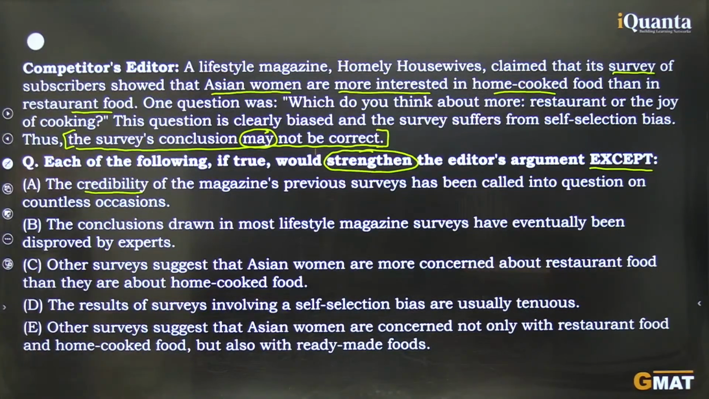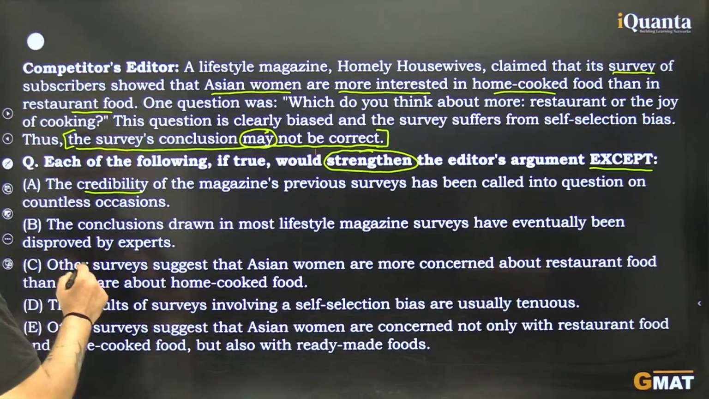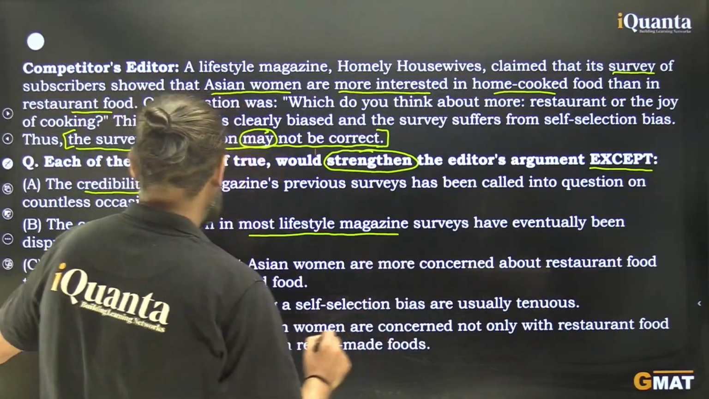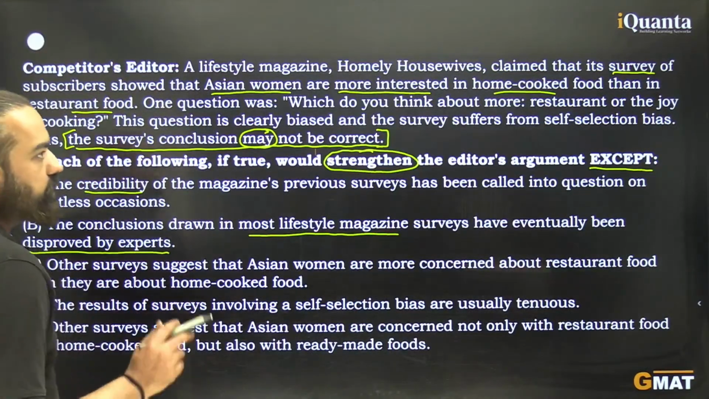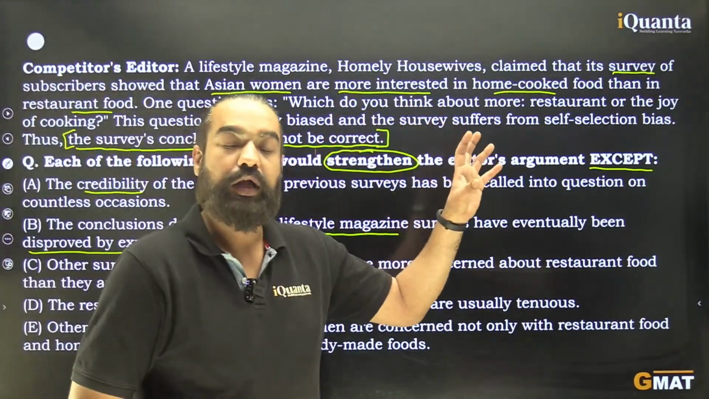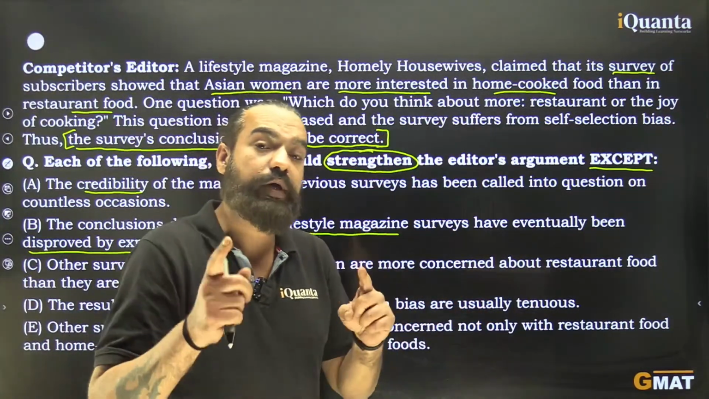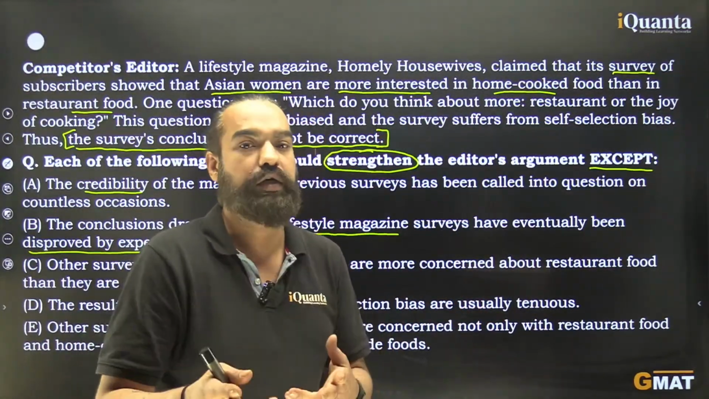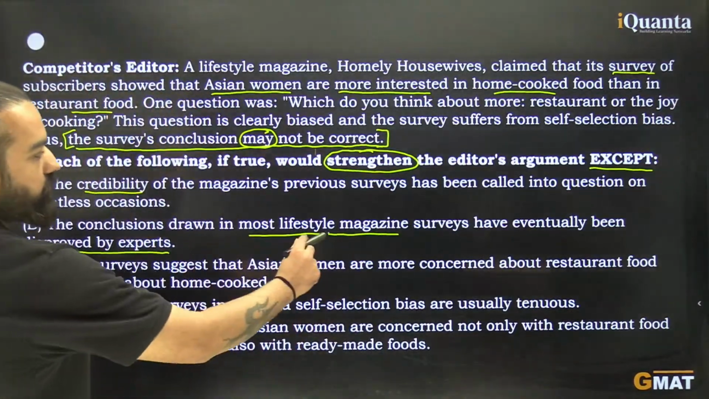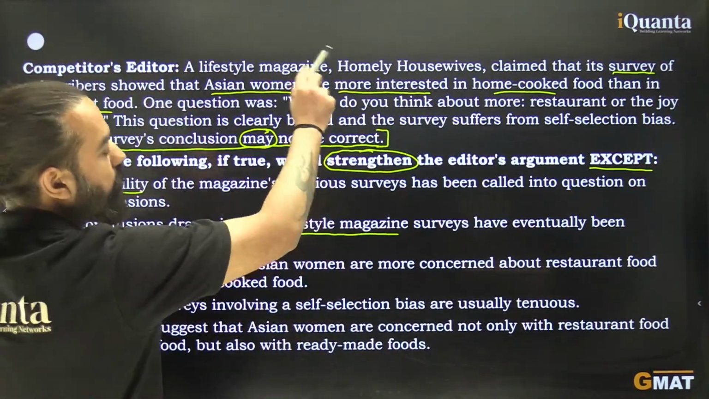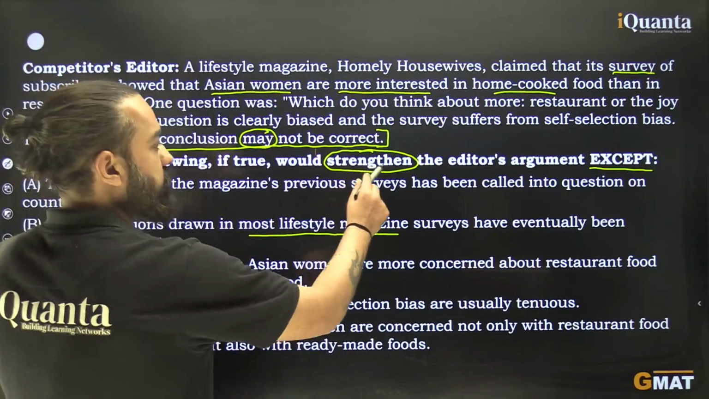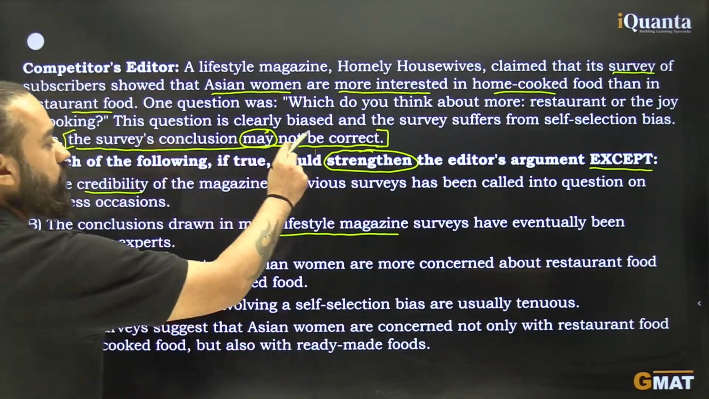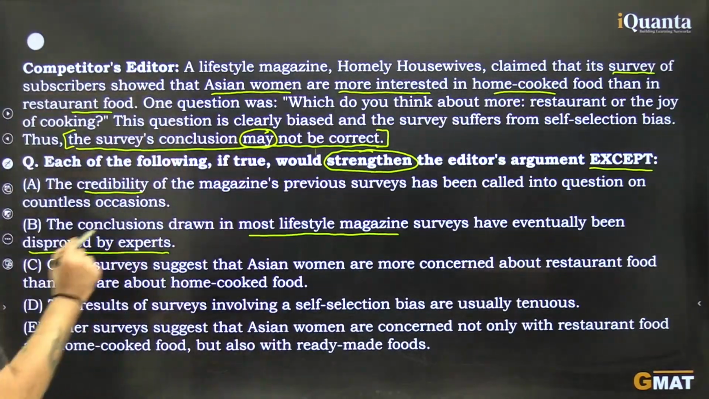Okay. B says the conclusions drawn in most lifestyle magazine surveys have eventually been disproved by experts. So this is generalizing everything. It says most lifestyle magazines have been disproved by experts. So this is not talking about Homely Housewives at all. It is talking about all the other magazines as well, in which Homely Housewives is also included. So yes, it talks about most lifestyle magazines, but it also takes into purview Homely Housewives. Hence, it strengthens the editor's argument that the conclusion may not be correct because it can be disproved by experts.